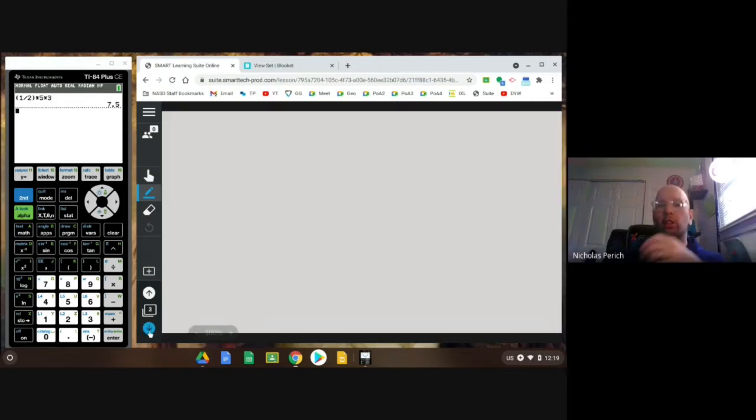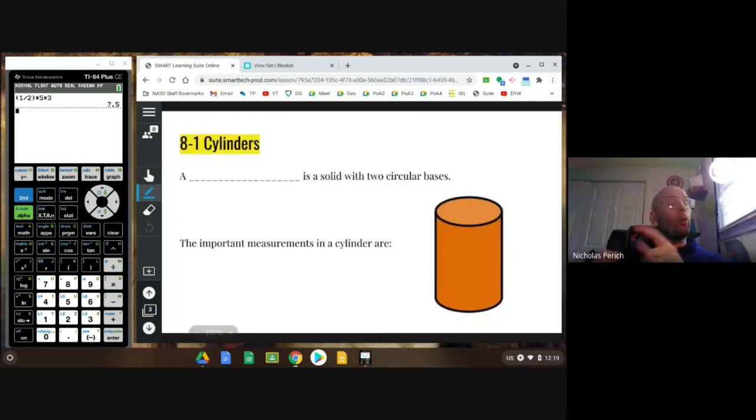What the heck's a cylinder, you ask? Well, by the way, I emailed everybody this morning all the notes. So if you check your email, the notes are there.